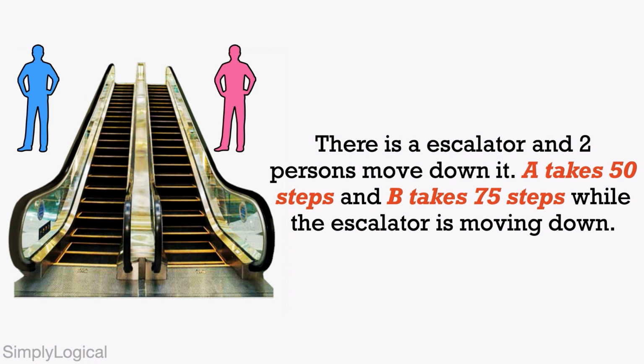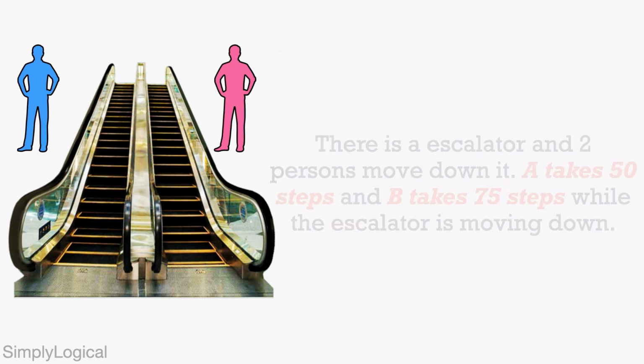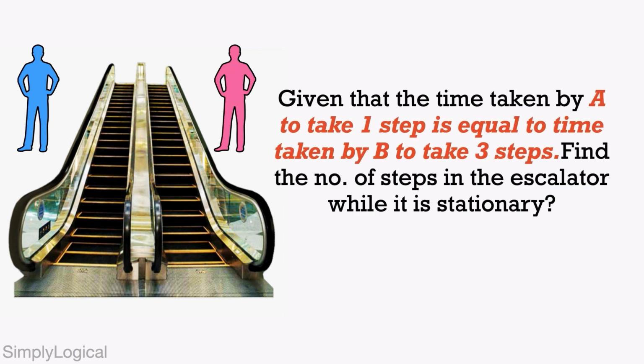There is an escalator and two persons move down it. A takes 50 steps and B takes 75 steps while the escalator is moving down. Given that the time taken by A to take one step is equal to the time taken by B to take three steps, find the number of steps in the escalator while it is stationary.